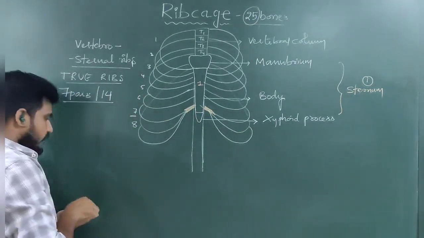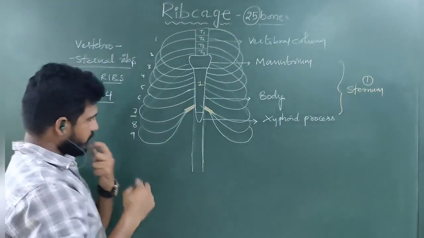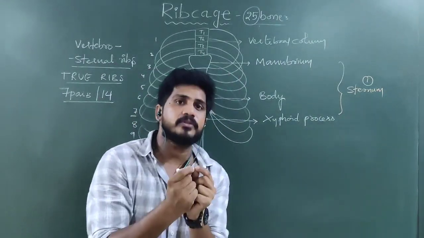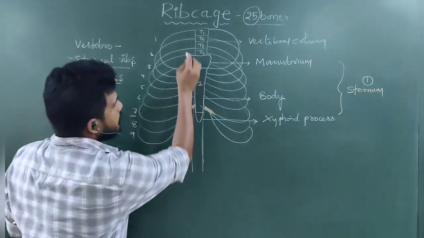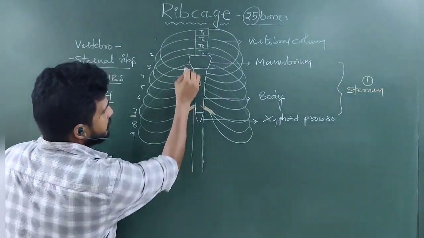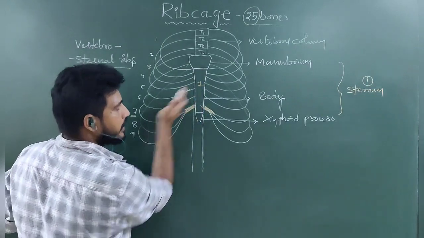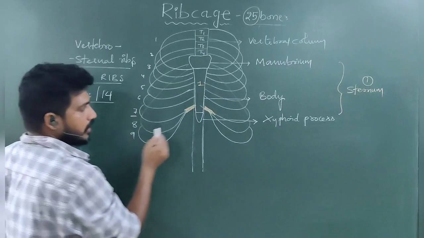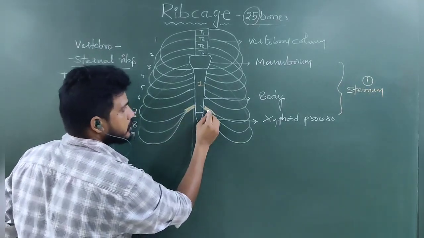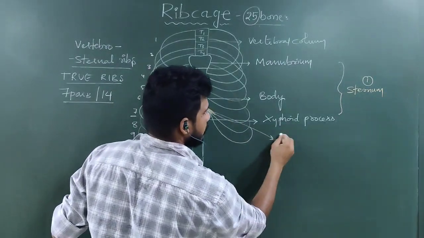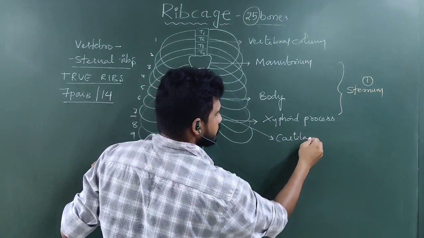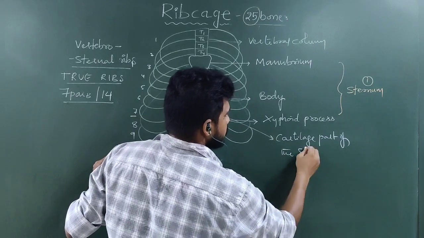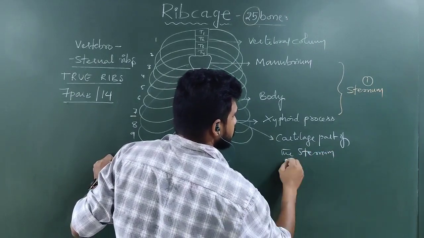So the 8th and 9th pairs of rib bones are coming from the vertebral column but not connected directly to the sternum bone. If you observe 1, 2, 3, 4, 5, 6, 7, all these 7 are connected directly to the sternum ventrally. But the 8th one and 9th one are not directly connected. They are connected to the cartilage part. What is this part? Cartilage part of the sternum. Right?